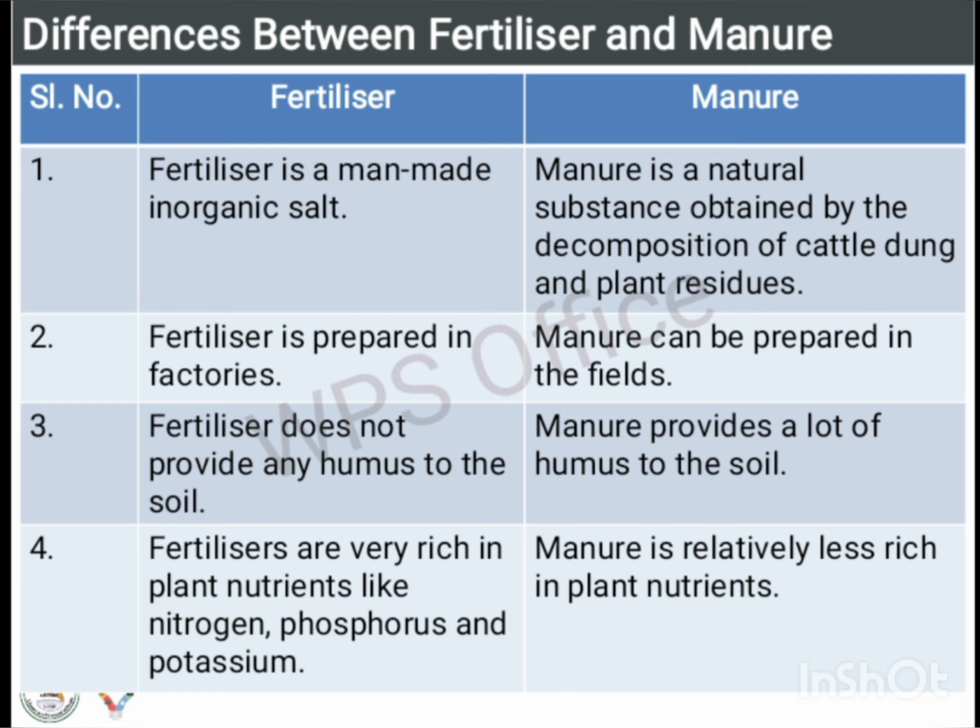Manure is a natural substance obtained by the decomposition of cattle dung and plant residues. Manure can be prepared in the fields. Manure provides a lot of humus to the soil. Manure is relatively less rich in plant nutrients.